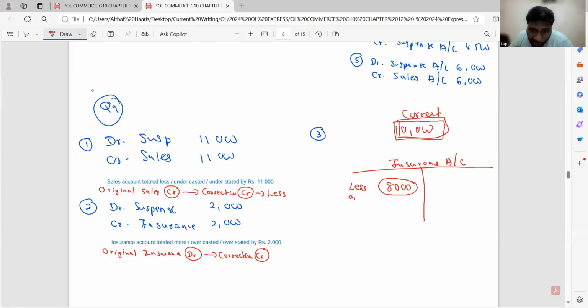Less amount. How much is the missing amount? 2,000. Do we debit or credit that 2,000? The 2,000 is missing. In order to make the wrong 8,000 into the correct 10,000, does that 2,000 go to the debit side or the credit side? Tell me.